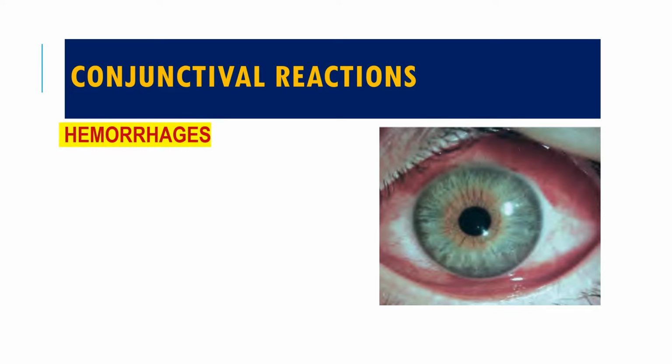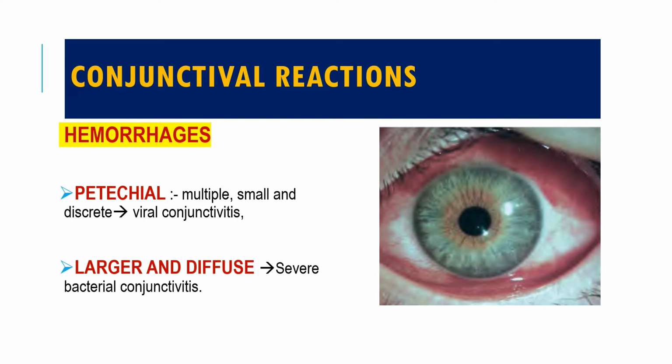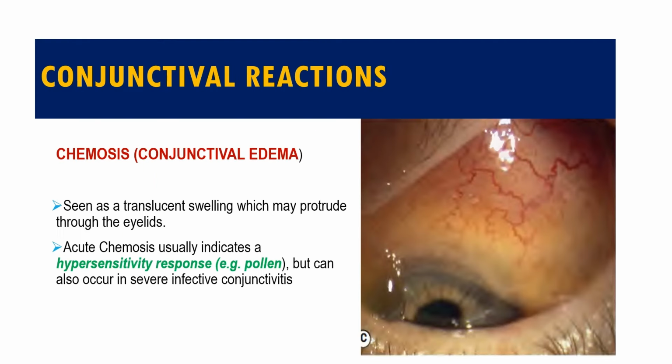The next conjunctival reaction is that sometimes you will have hemorrhage associated with the conjunctiva. Now these hemorrhages can be of different morphology. Sometimes you will have dot blot sort of hemorrhages, multiple small discrete hemorrhages. These are called petechial hemorrhages, which are more common in case of viral etiology. Otherwise, sometimes you will see a larger diffuse sort of hemorrhage, which is more common in bacterial conjunctivitis, but that is seen in severe bacterial conjunctivitis, not your normal conjunctivitis. So if you see petechial hemorrhages in the palpebral conjunctiva, you have to think about viral etiology. That is one important clinical point.